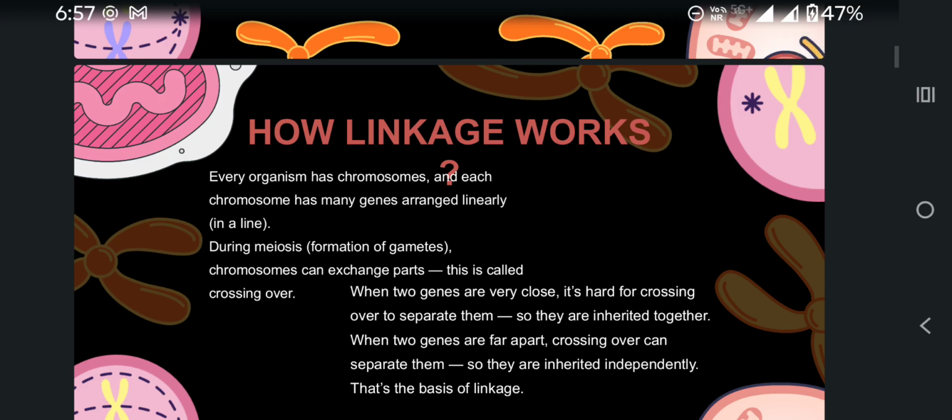So, how does linkage work? Every organism has chromosomes, and each chromosome has many genes which are arranged linearly. During meiosis, at the time of gamete formation, chromosomes can exchange parts, and this is called crossing over. But when two genes are very close, it's very hard for crossing over to separate them. So, they are inherited together. When two genes are far apart, crossing over can separate them. So, they are inherited independently. That's the basis of linkage. So, linkage and crossing over are opposite to each other.